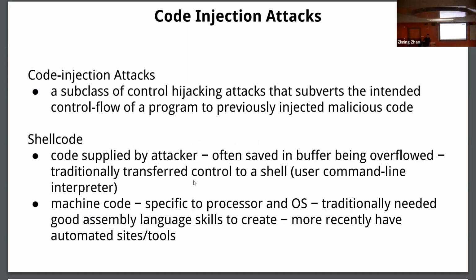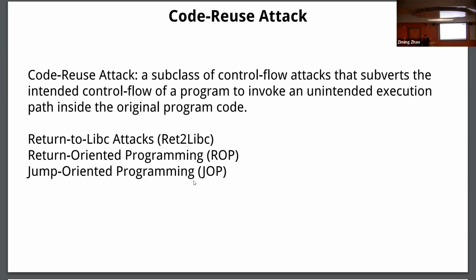And in control flow hijacking attacks, so far we have seen two different attack types. The first one is called the code injection attack, in which we inject the malicious code or shellcode, then subvert the control flow to eventually execute our malicious code. And the malicious code, usually we call it the shellcode, is supplied by us, and it is machine code.